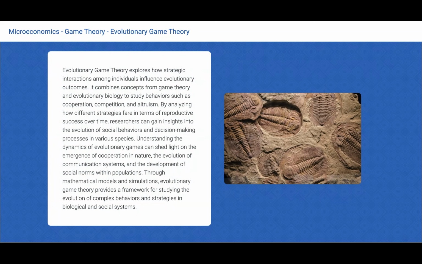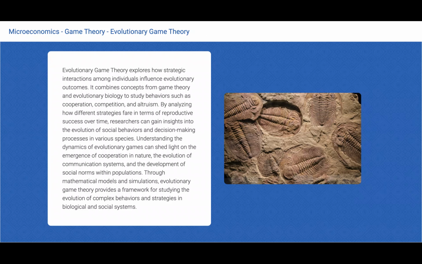Evolutionary game theory explores how strategic interactions among individuals influence evolutionary outcomes. It combines concepts from game theory and evolutionary biology to study behaviors such as cooperation, competition, and altruism. By analyzing how different strategies fare in terms of reproductive success over time, researchers can gain insights into the evolution of social behaviors and decision-making processes in various species.